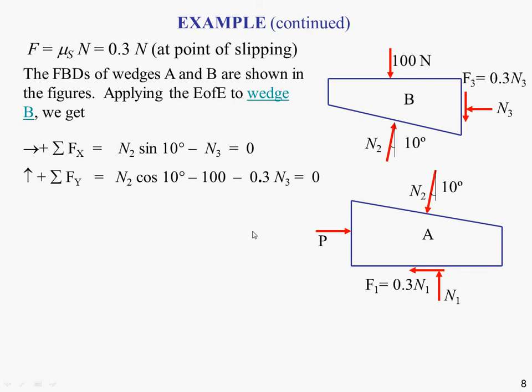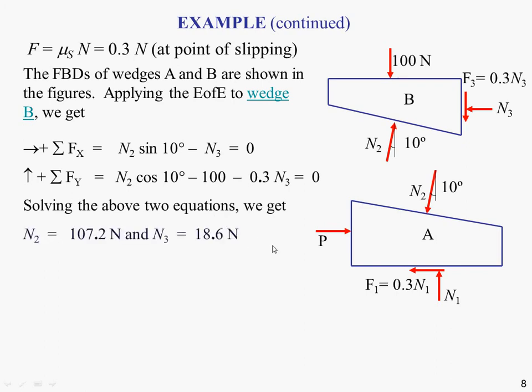Okay, so here we have two equations and two unknowns, N2 and N3, so we need to solve those two equations simultaneously. I'll let you do that for yourself, I'm not going to go through that. And if you do that correctly, you should get N2 equals 107.2 newtons and N3 equals 18.6 newtons.